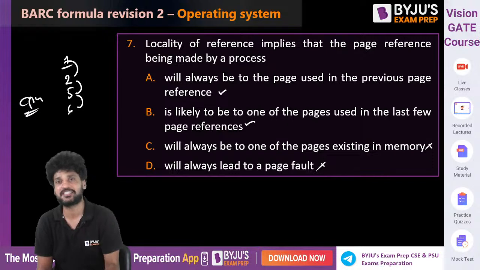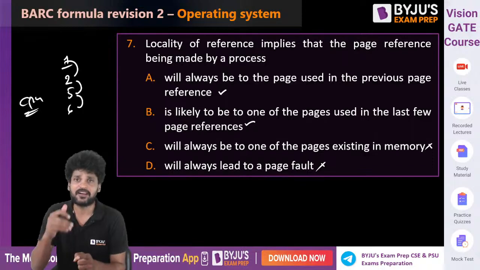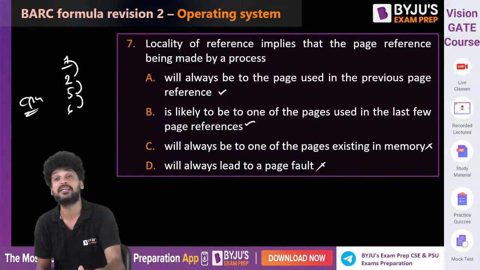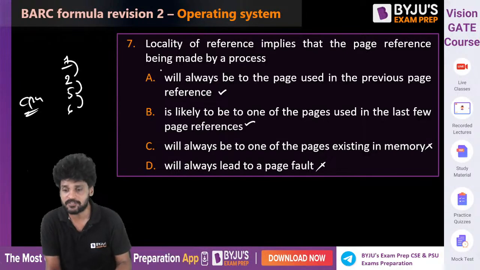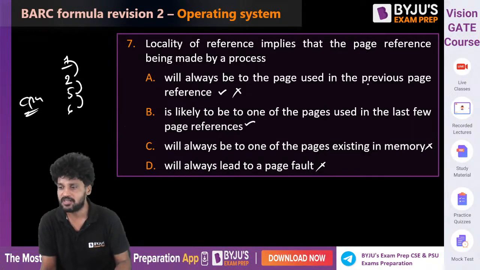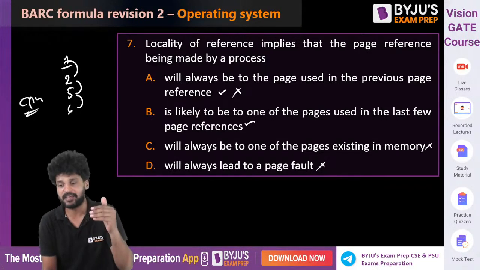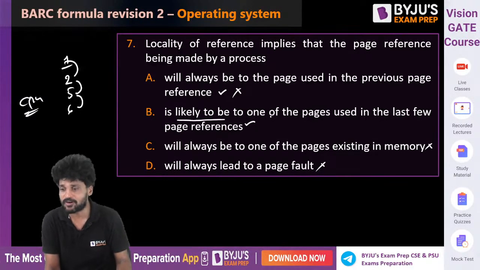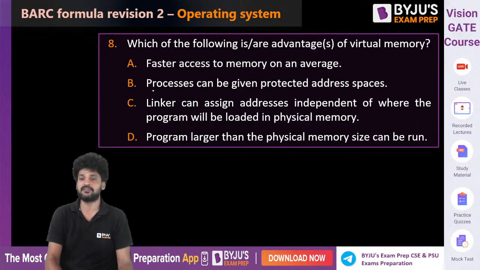Locality of reference states that if the CPU wants a page, most of the time it will fall in one of the few pages that have been accessed by the CPU. That is a possibility, not guaranteed. The CPU may also ask for some other pages. So option A, will always be the page used in the previous page reference, is completely ruled out. It is not always guaranteed, but sometimes it is likely to be one of the pages used in the last few page references. Option B is correct in terms of the locality of reference.